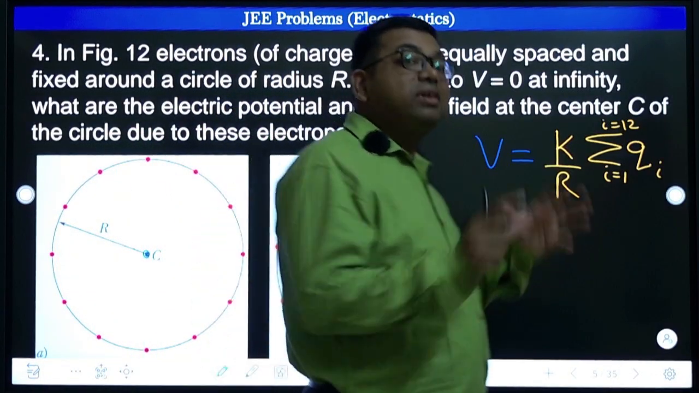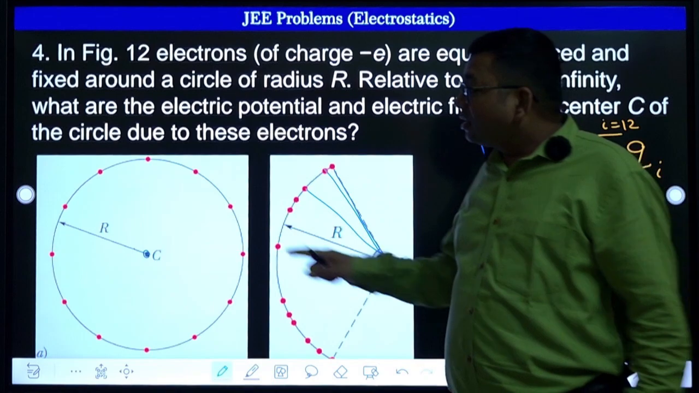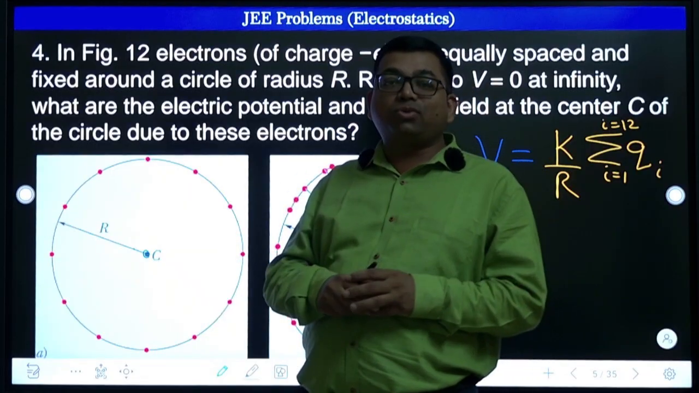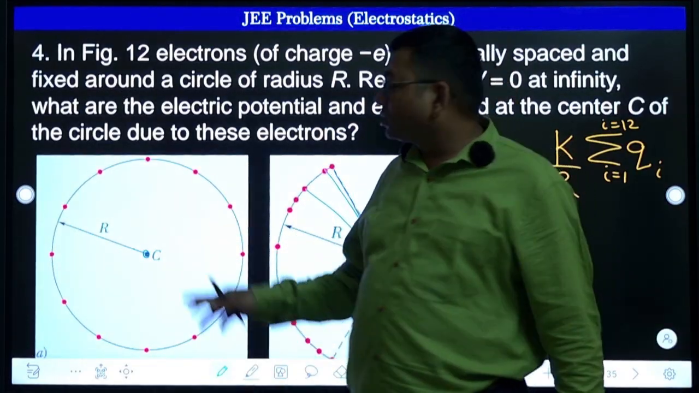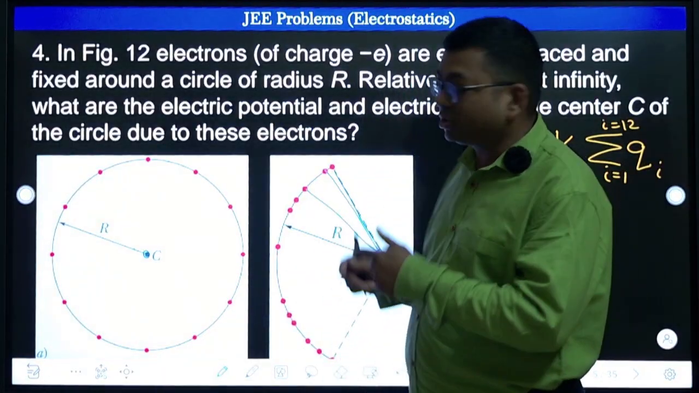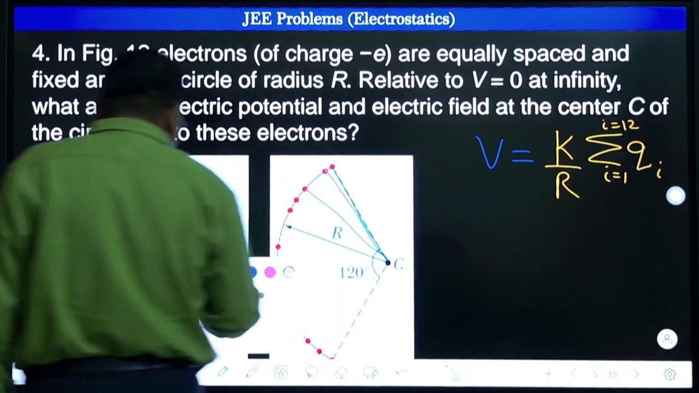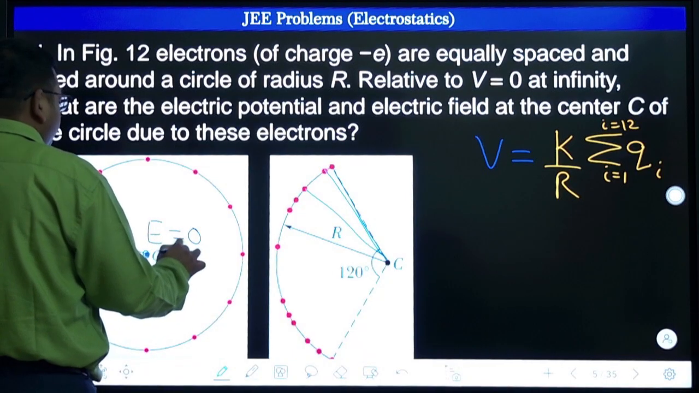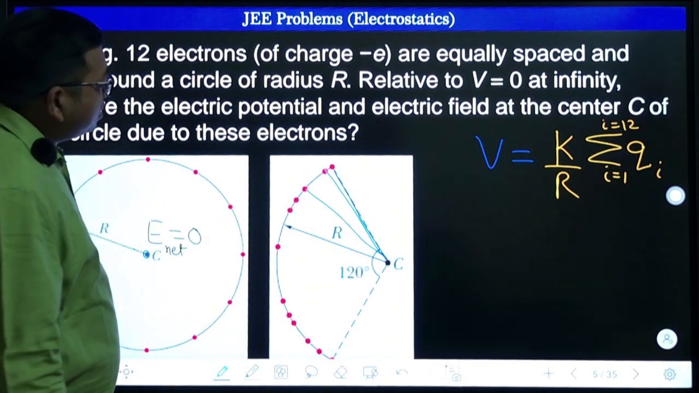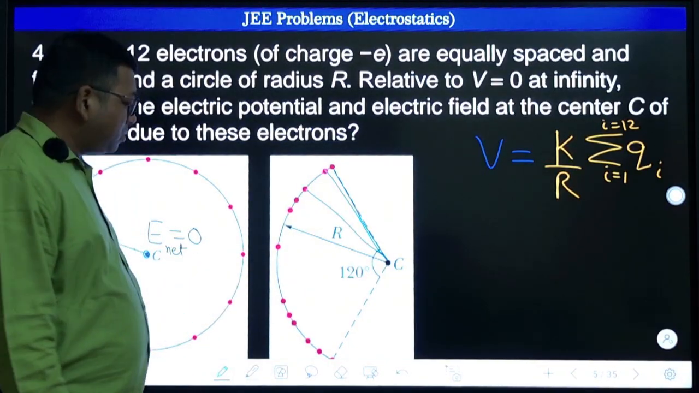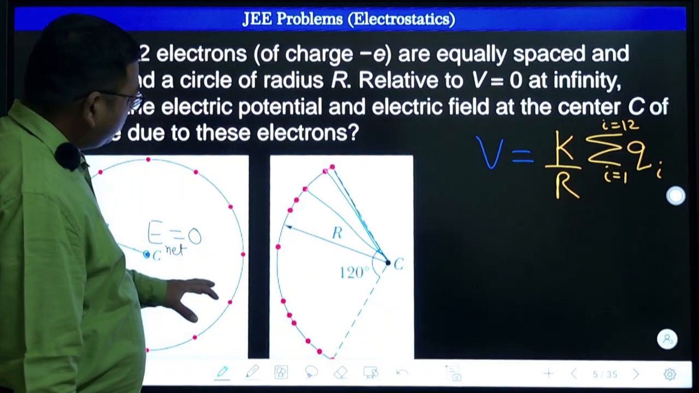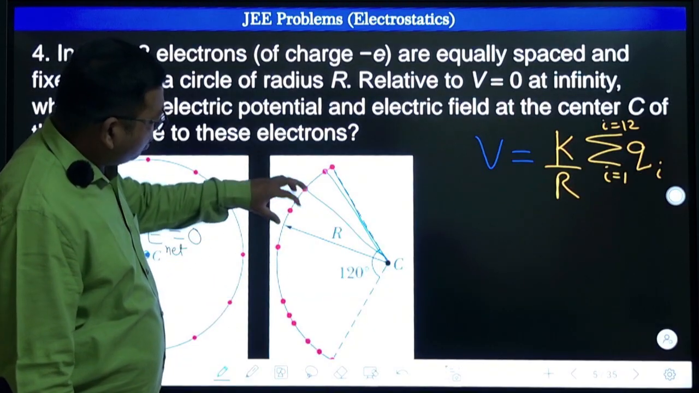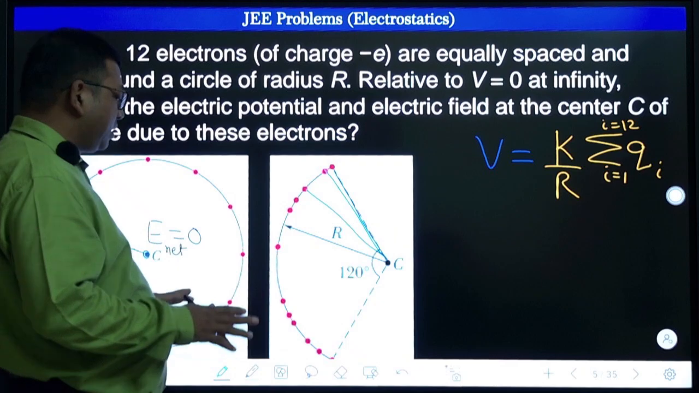But what about the electric field calculation? In this case, the electric field is going to be zero because of the symmetric distribution. In that first case, the net field will be zero. Now, what about this case? Will the field be zero or not? Is there any symmetry above and below, or is it completely unsymmetric?